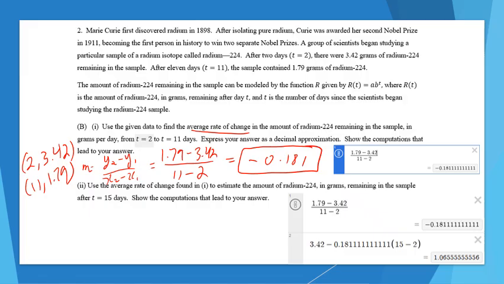All right, part 2, use the average rate of change found in part 1 to estimate the amount of radium.